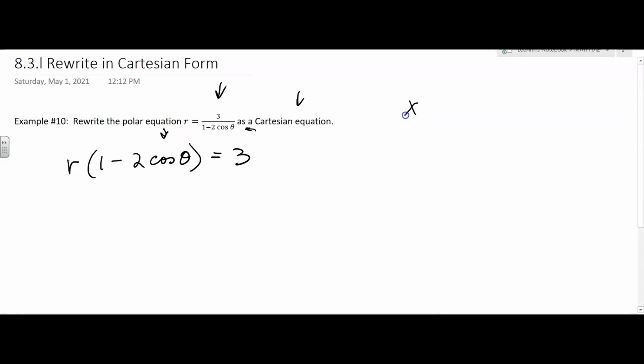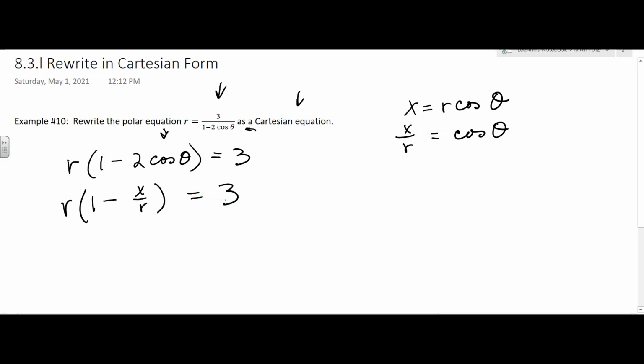Then I can replace cosine theta. Now remember, x is equal to r cosine theta, so cosine theta is equal to x over r. We've seen that before as well. Well, that gets rid of the theta then. And so if I distribute r, I get r minus x equals 3.